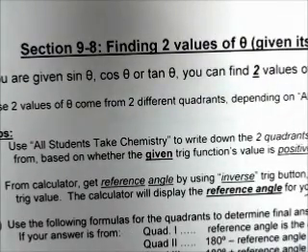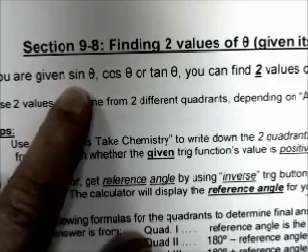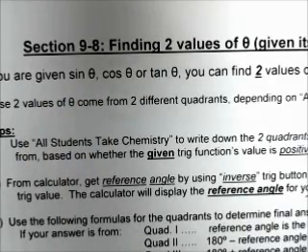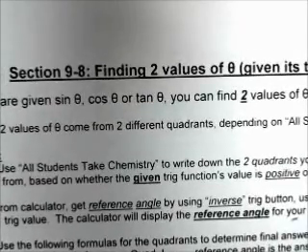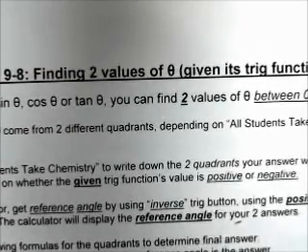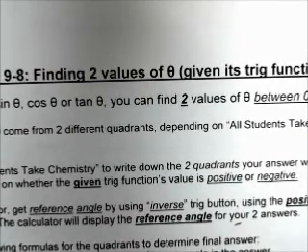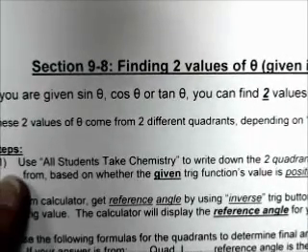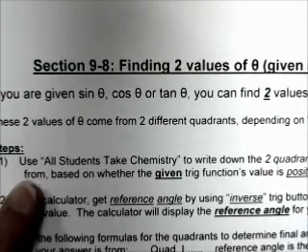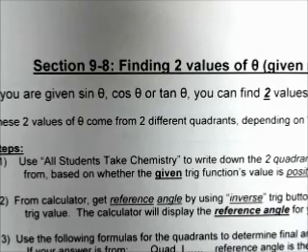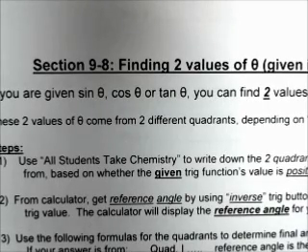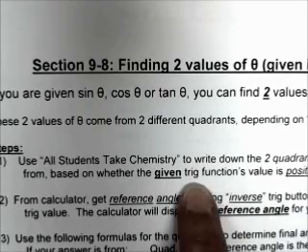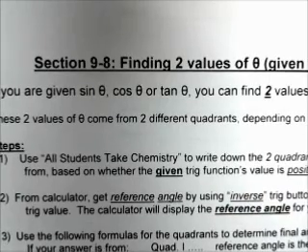All right. If you are given the sine of theta, the cosine of theta, or the tangent of theta, you can find two values of theta between 0 and 360 degrees. These two values of theta come from two different quadrants, depending on the All Students Take Chemistry. These are the steps. Use All Students Take Chemistry to write down the two quadrants your answer will come from, based on whether the given trig function's value is positive or negative.